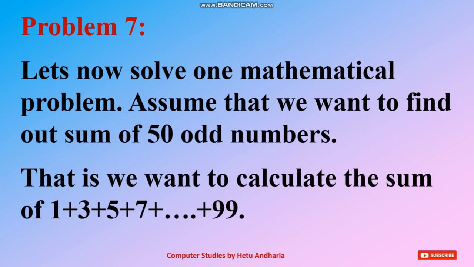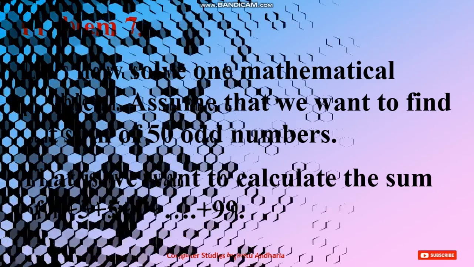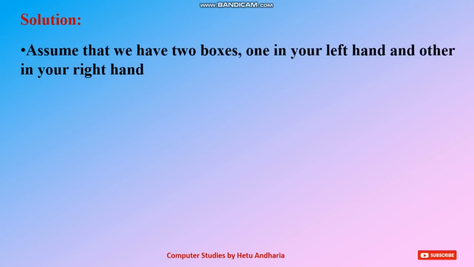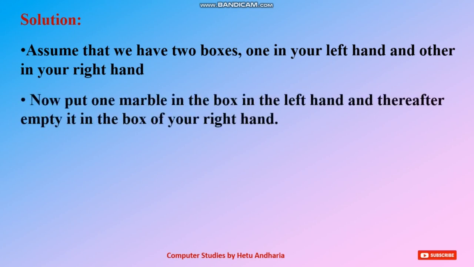So first of all we think like that way, that we assume that we have two boxes, one in your left hand and another in your right hand. That means you have to take two variables. Try to understand this thing. Okay, we have got two boxes, both are empty right now.